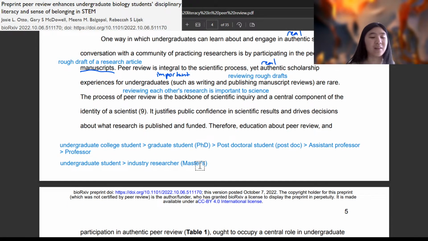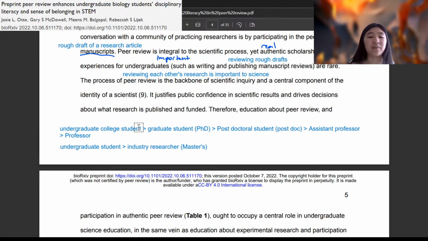So, that tangent aside, back to the article: the process of reviewing each other's research is important to science, and it's important to the identity of a scientist. Okay, that's where I went off on the tangent. So basically, because you must be considered at least a postdoc to review others' research, being able to review someone's research is considered prestigious because it's an acknowledgement of how knowledgeable you are. And so that's why it's important to your identity as a scientist, because it finally means other scientists consider you qualified enough to look at their research.